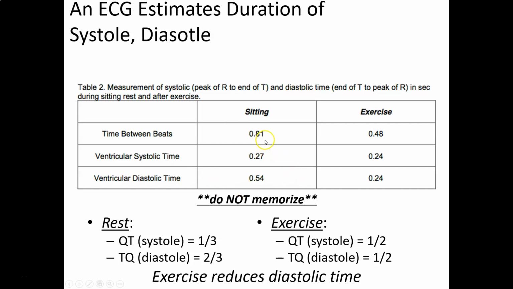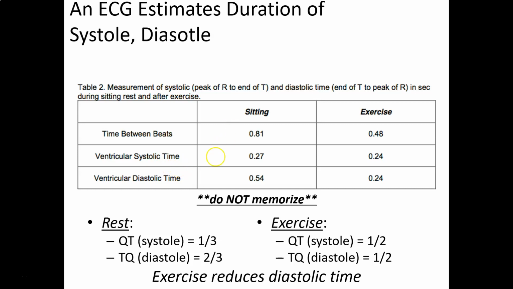Okay, and then what we did is we measured the QT interval, which was 0.27, and we measured the TQ interval, so that was 0.54. So the systolic time was 0.27. So 0.27 divided by 0.81 is exactly 1/3. We don't usually see these exact numbers, but this is kind of neat.